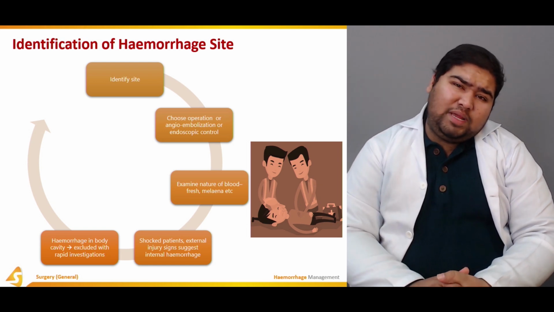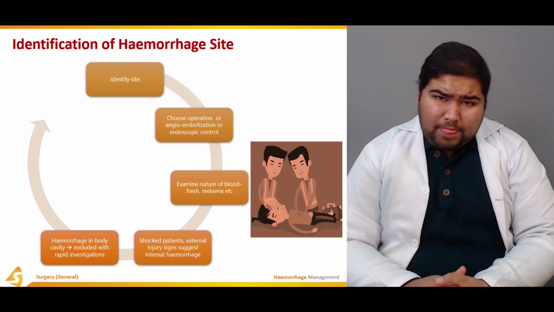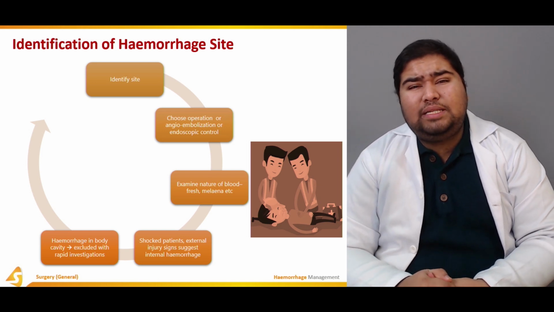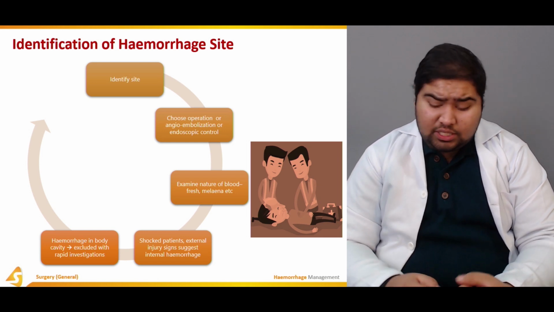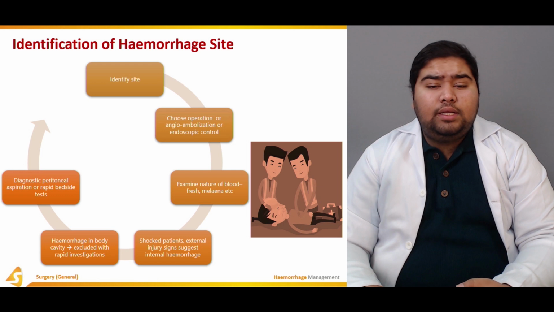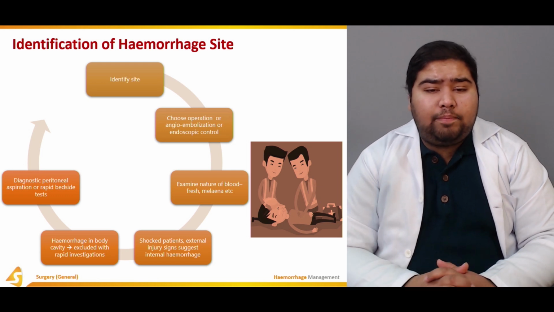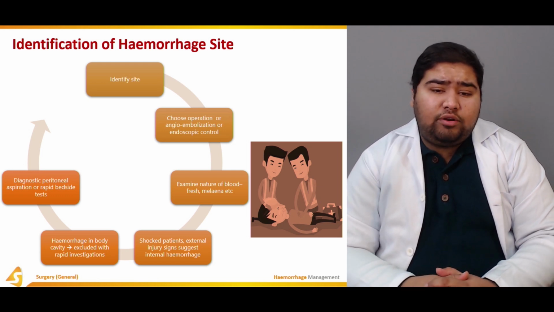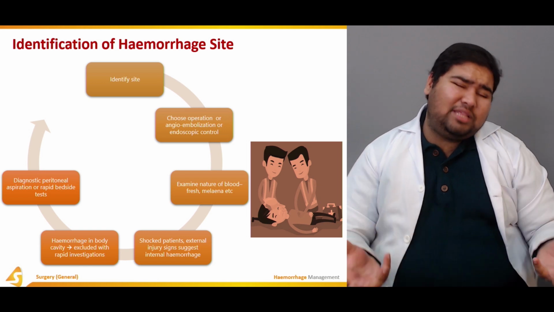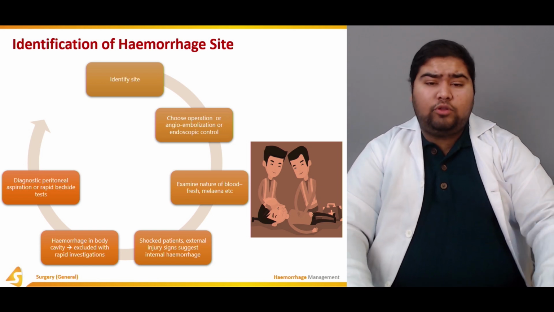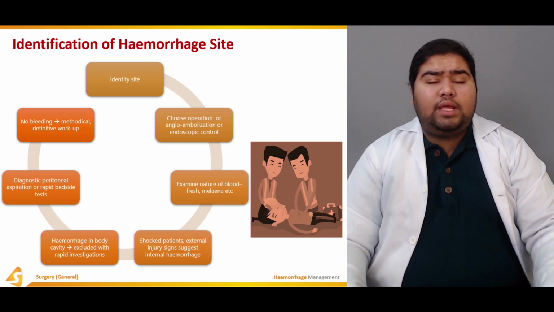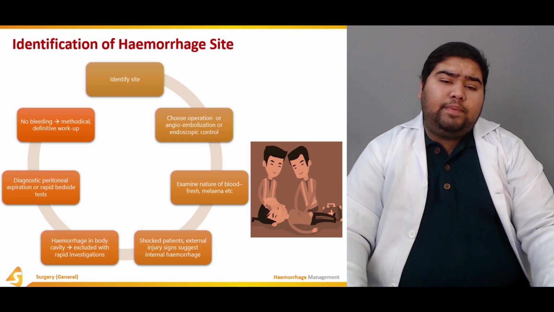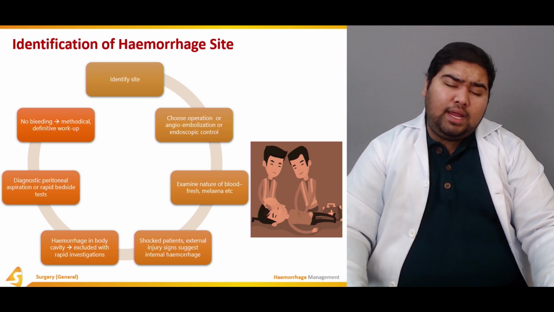The FAST scan should be done. Ultrasound of the belly and the abdomen must be done so that the bleeding in those regions can be excluded. Then there's diagnostic peritoneal aspiration or a rapid bedside test. So either of them can be done depending upon your conditions. And finally, if there's no bleeding, then the methodical workup and the definitive workup should be done.